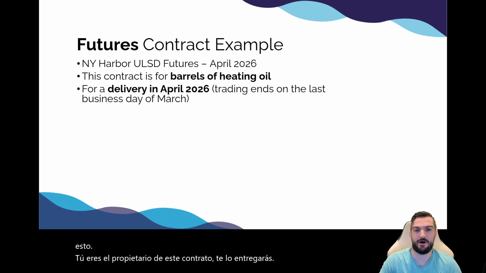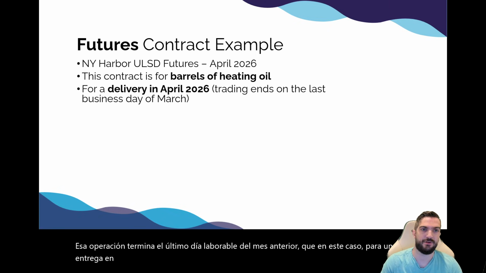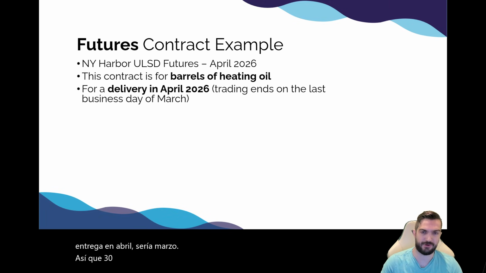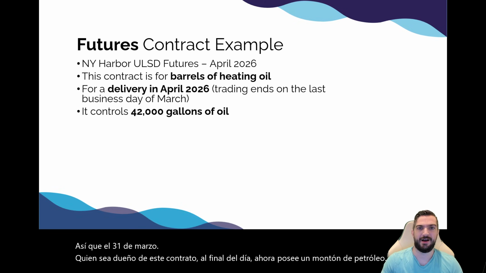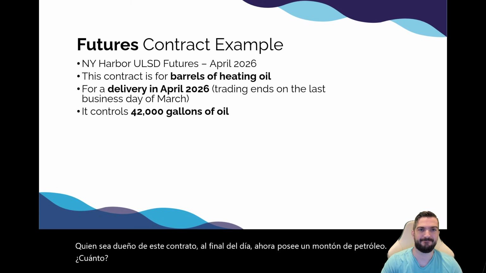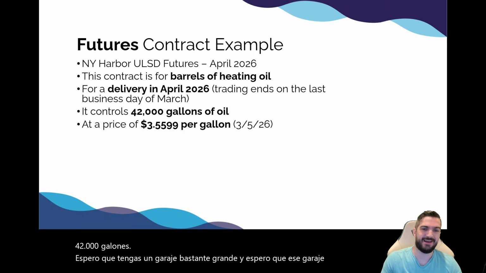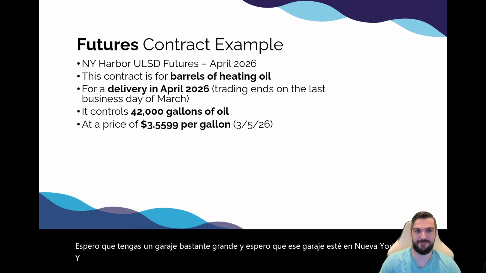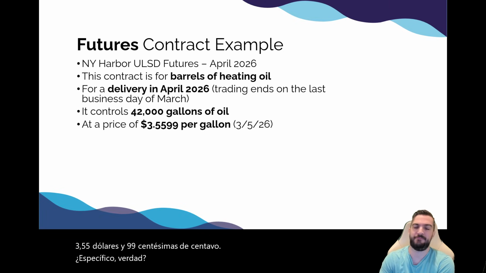That trading ends on the last business day of the previous month, which in this case, for an April delivery, would be March. So, March 31st, whoever owns this contract at the end of the day now owns a bunch of oil. How much? 42,000 gallons. Hope you have a pretty big garage. And I hope that garage is in New York. And the current price as of March 5th, 2026, $3.55 and 99 hundredths of a cent. Specific, right?